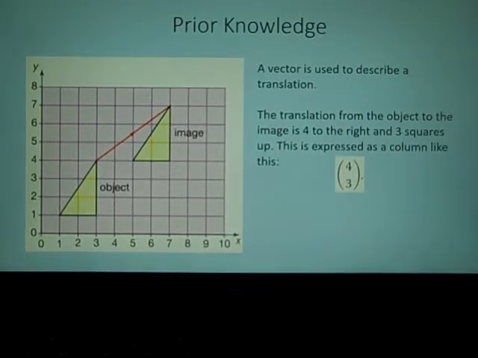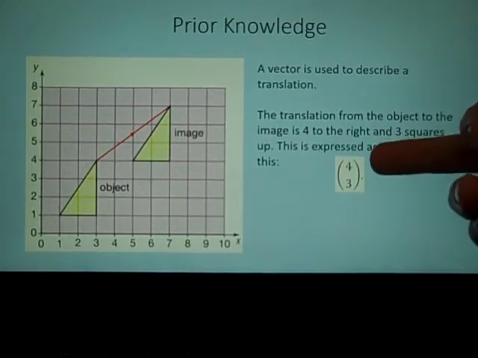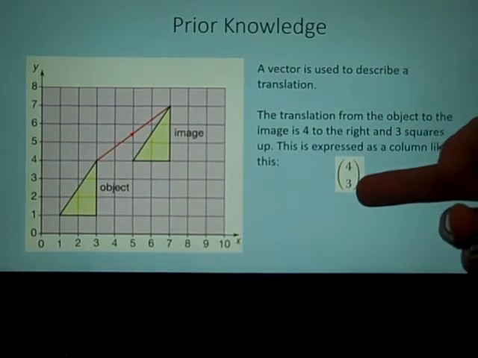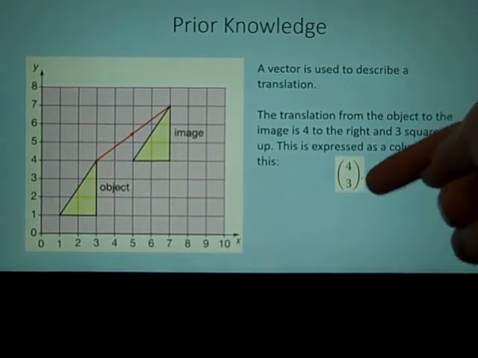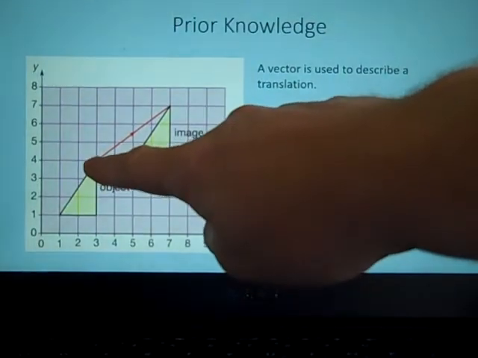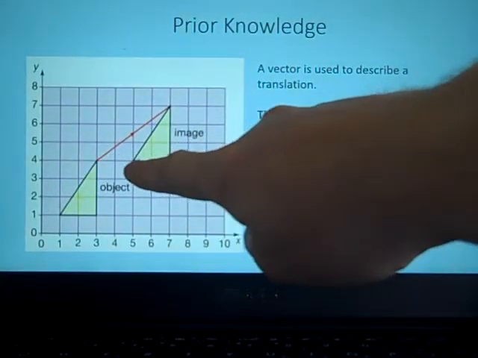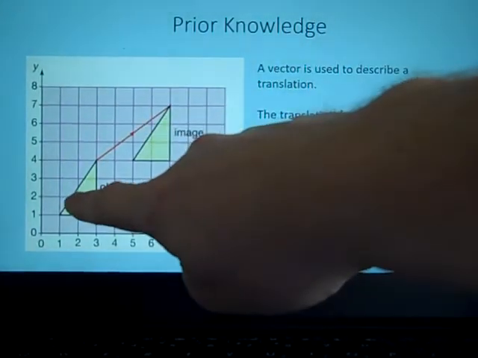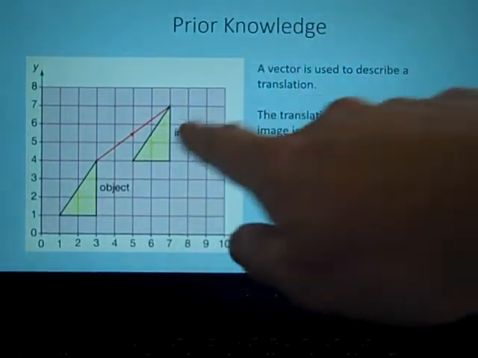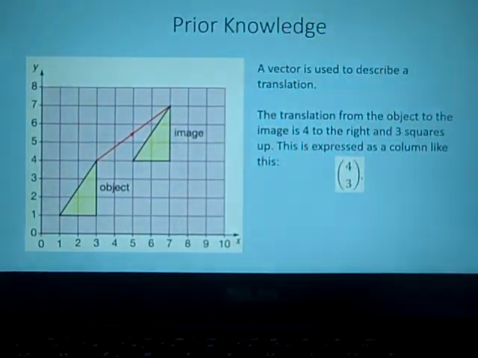The translation from the object to the image is 4 to the right and 3 squares up. This is expressed as a column like this, with 4 to the right and 3 squares up. So this is a column vector, and it fits in with moving the object along 4 and up 3. That slides it along that vector there, which is marked with that red arrow.